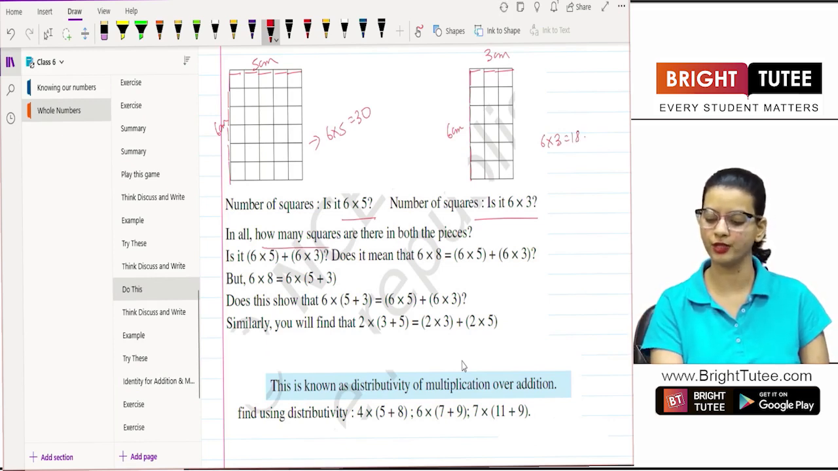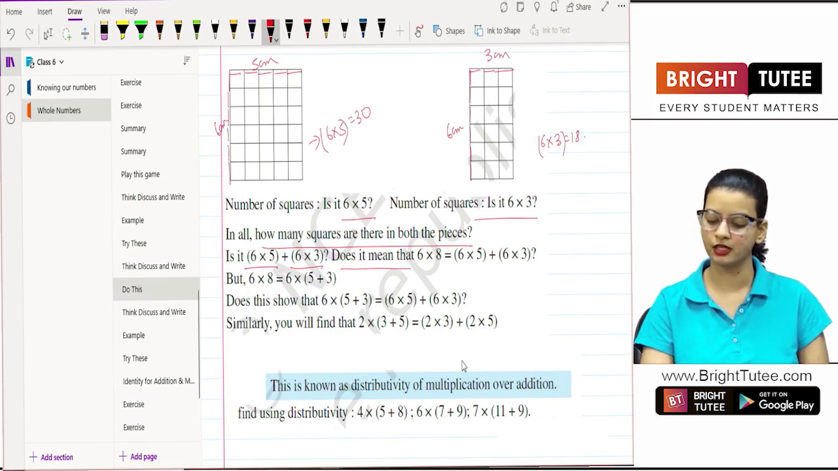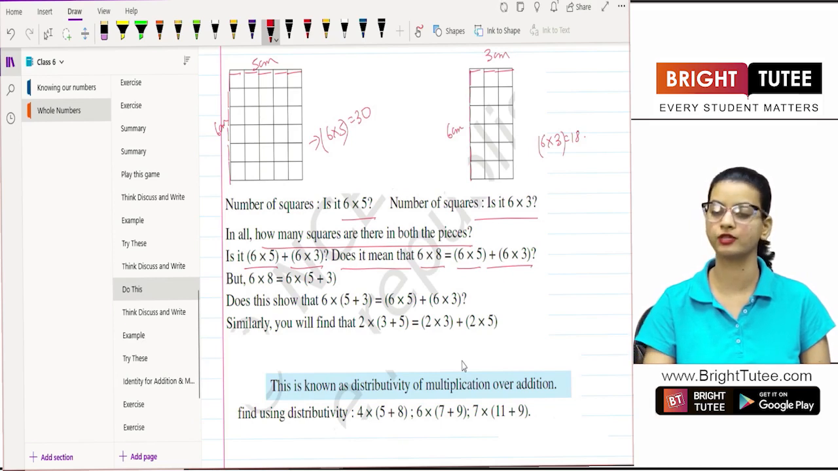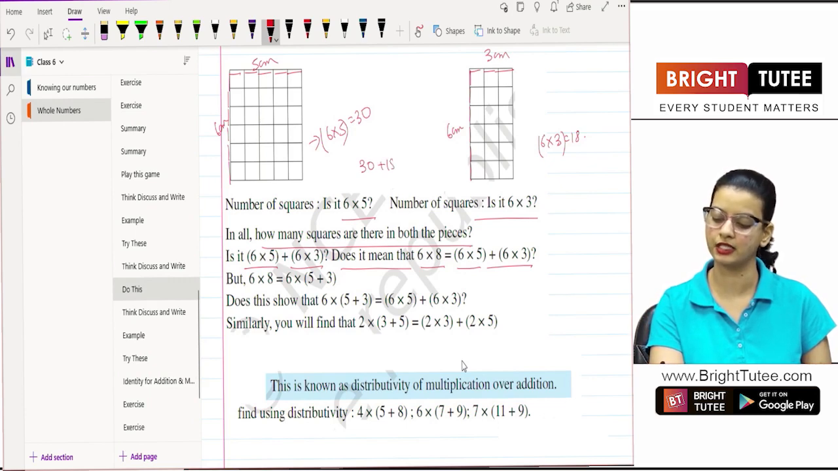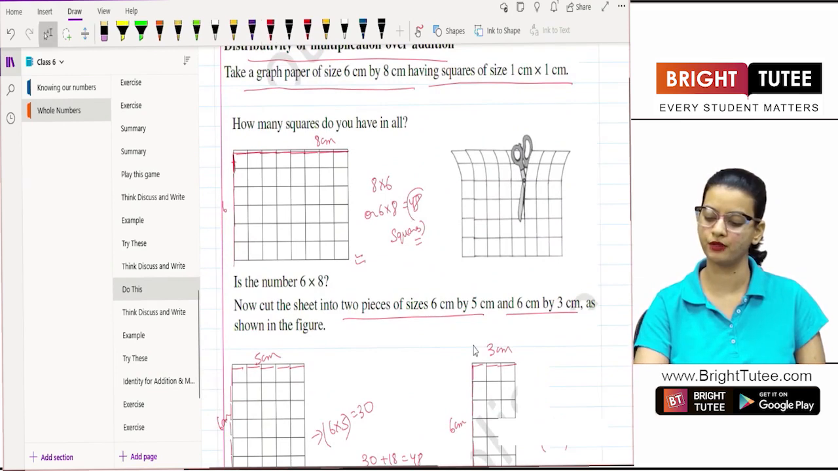In all, how many squares are there in both the pieces? We have to find the number of squares in both the pieces. It is 6 into 5 plus 6 into 3, right? So does it mean that we have got 6 into 8 is equal to 6 into 5 plus 6 into 3? Right? Because the number of squares in total is the same, because 30 plus 18 is again 48, which was equal to the original number of squares.